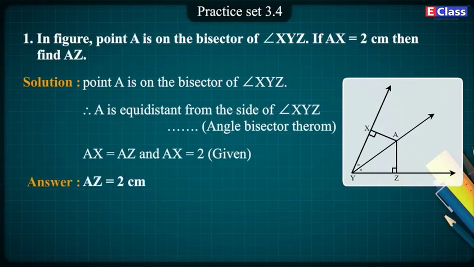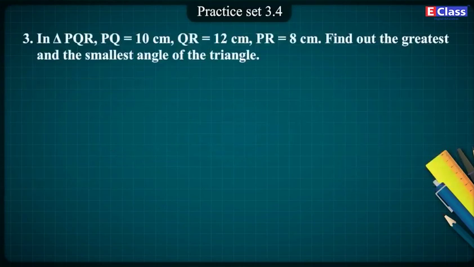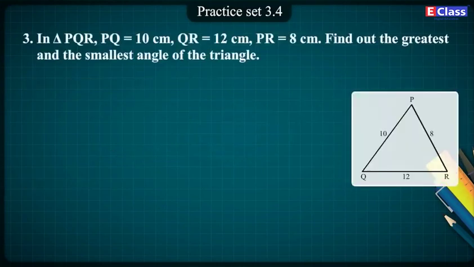Question number 3. In triangle PQR, PQ is equal to 10 centimeters, QR is equal to 12 centimeters, PR is equal to 8 centimeters. Find out the greatest and the smallest angle of the triangle.